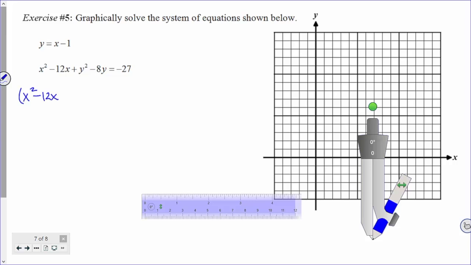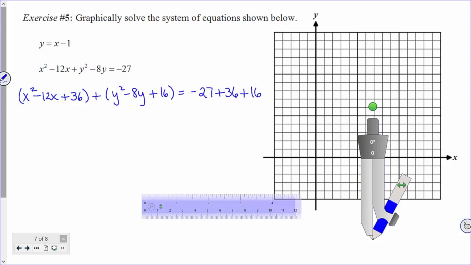All right, when I take half of negative 12, I get negative 6, and I square it, add it on, get 36. Then we have y squared minus 8y, take half of negative 8, that's negative 4, square it, and we get 16. All right, on this side we have negative 27 plus 36 plus 16.